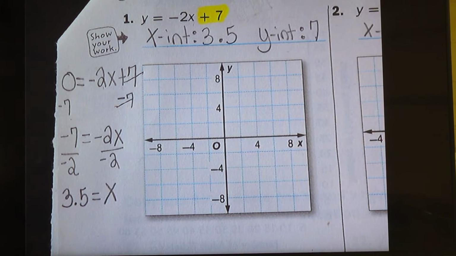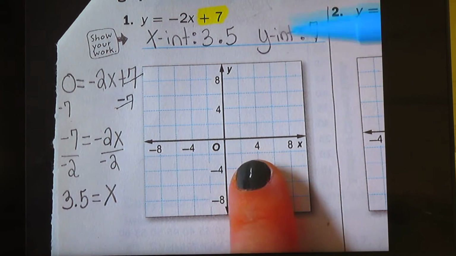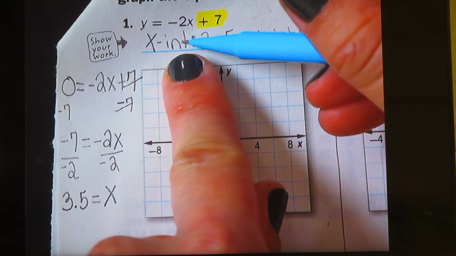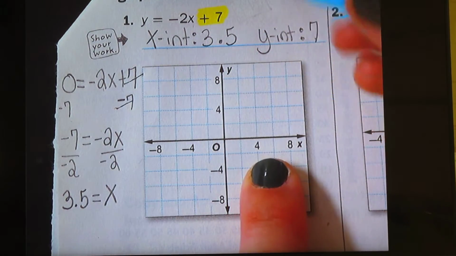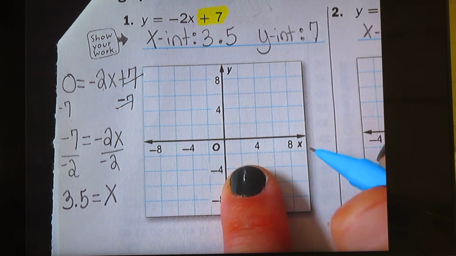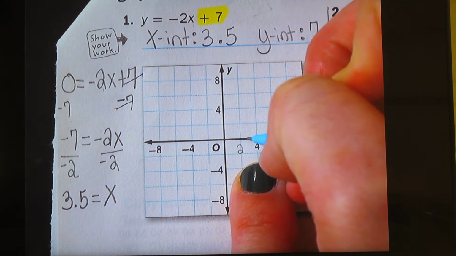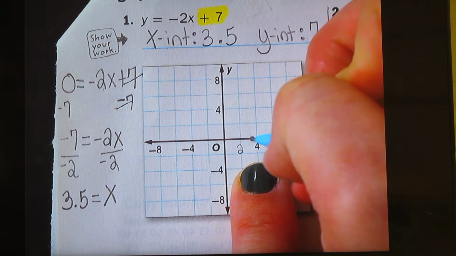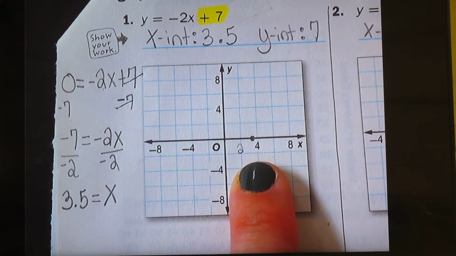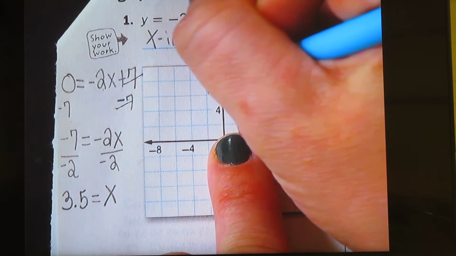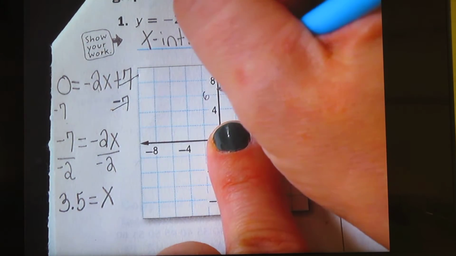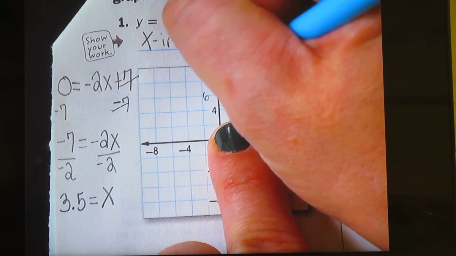Now I simply plot these points on the corresponding axis. From the x-intercept, I'm going to plot 3.5 on the x-axis. They have us counting by 2s. So this is 2, this is 4, 3 is directly in the middle, so 3.5 is going to be a little bit closer to 4. Then 4, 6, 8, so 7 is going to be in between 6 and 8.